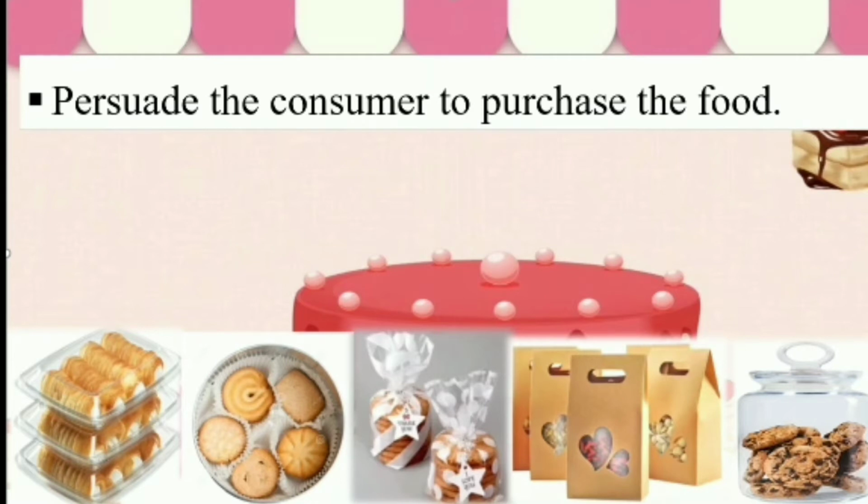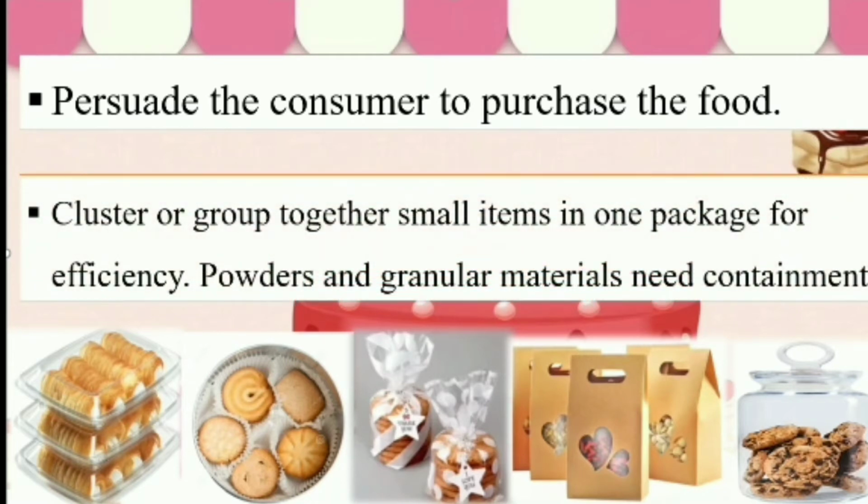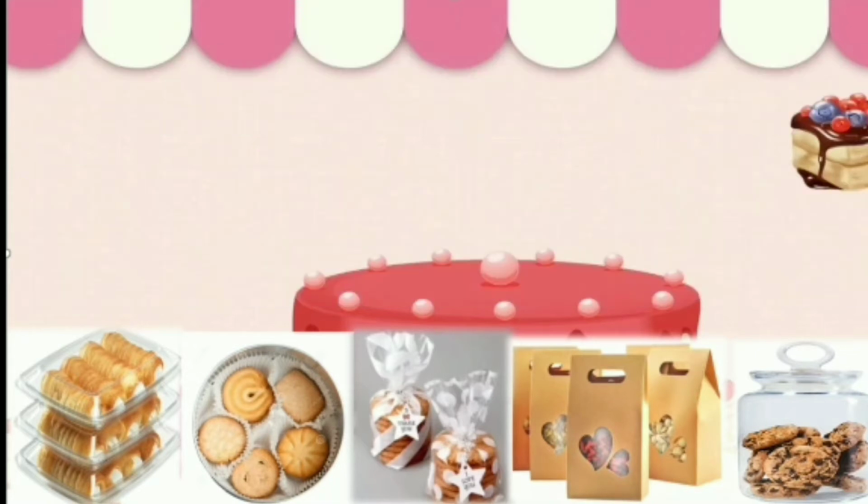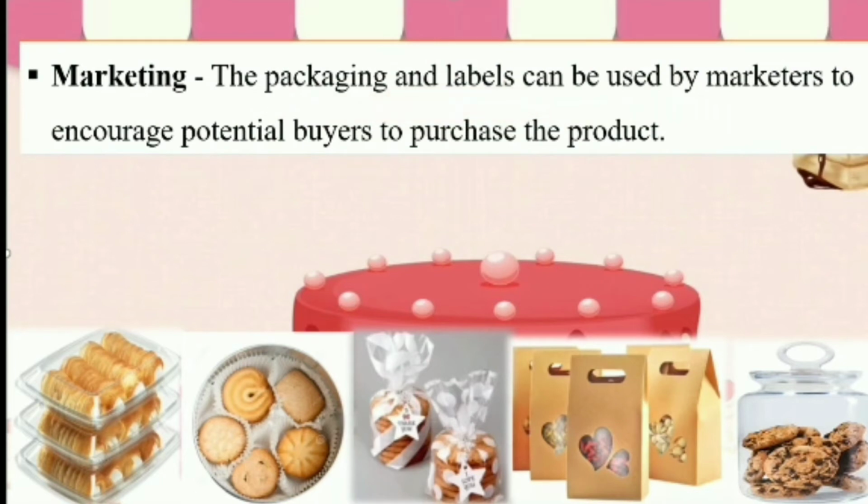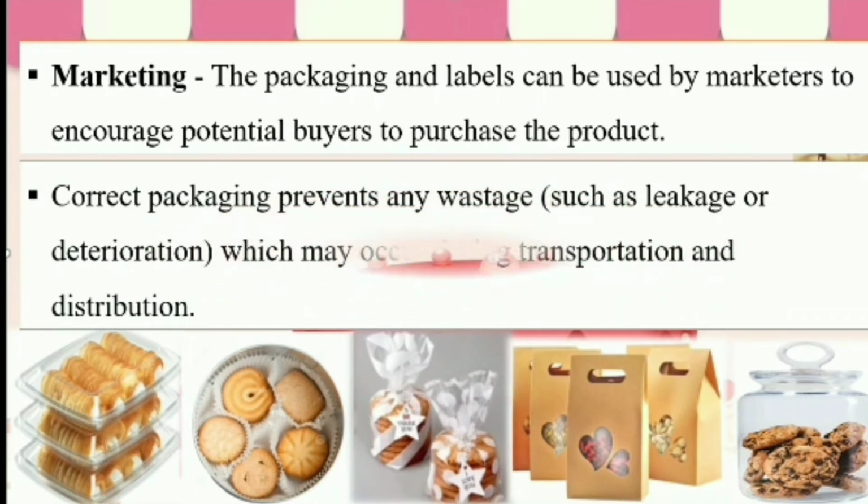Persuade the consumer to purchase the food. Cluster or group together small items in one package for efficiency. Powders and granular materials need containment. Marketing: the packaging and labels can be used by marketers to encourage potential buyers to purchase the product. Correct packaging prevents any wastage, such as leakage or deterioration, which may occur during transportation and distribution.